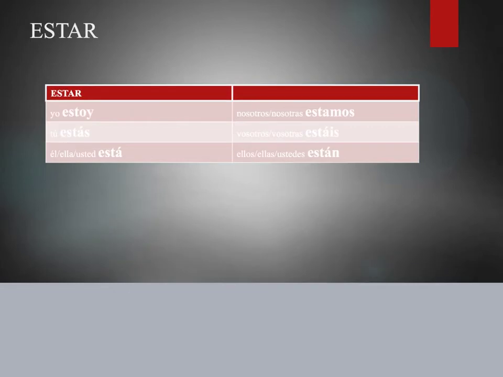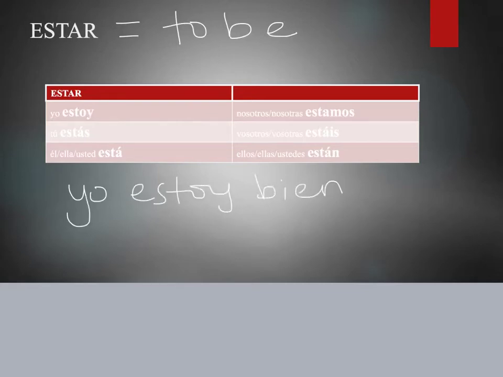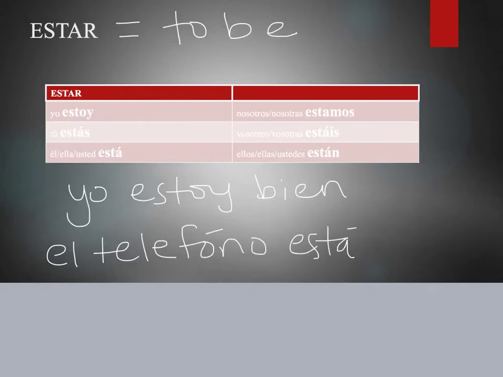Ok, ahora vamos a repasar con el verbo estar. So estar es el otro verbo que significa to be in English, of course. We're going to be talking about the differences a little bit later on. So let's just review our conjugations. Estar, though, is the verb that you're going to see when you say something like yo estoy bien. Or el teléfono está en la mesa.